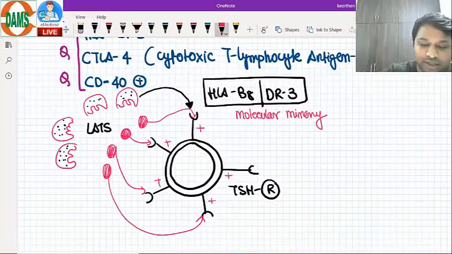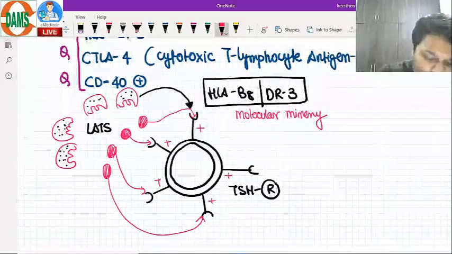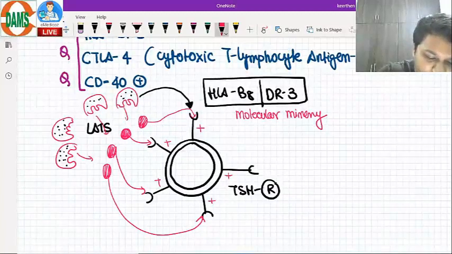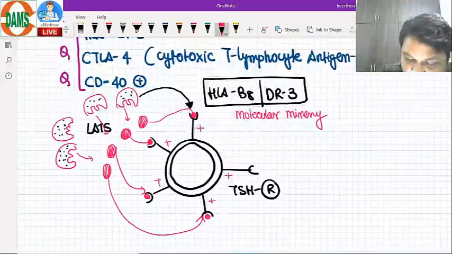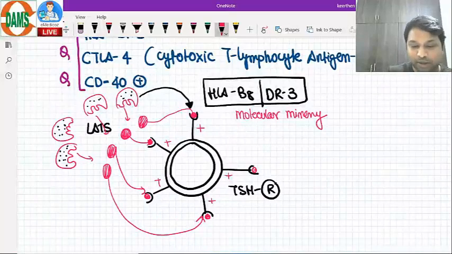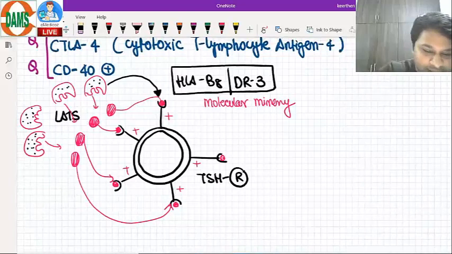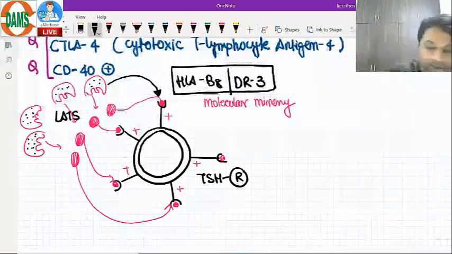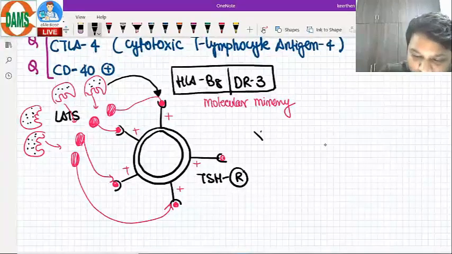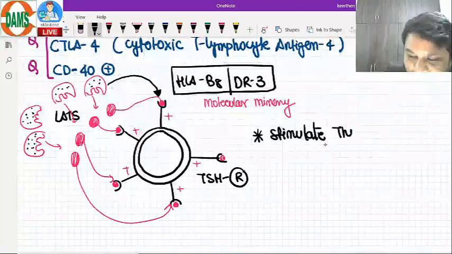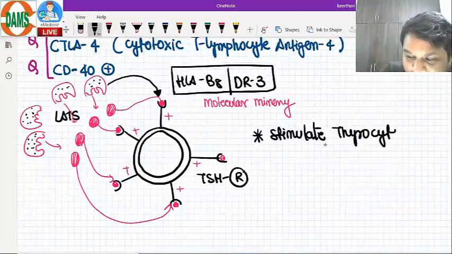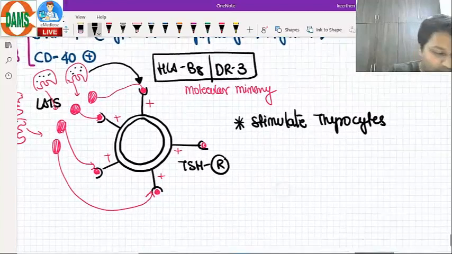Molecular mimicry is just to change the configuration. So the antibodies which are looking like this have transformed and changed their configuration so that they can suit and bind to the TSH receptor. Once they bind to the TSH receptor, they start to stimulate the follicles. The stimulation affects in two ways. One, within the follicles, it stimulates the follicular cells, which are also called thyrocytes. Thyrocytes are nothing but cells which are present inside the follicle.